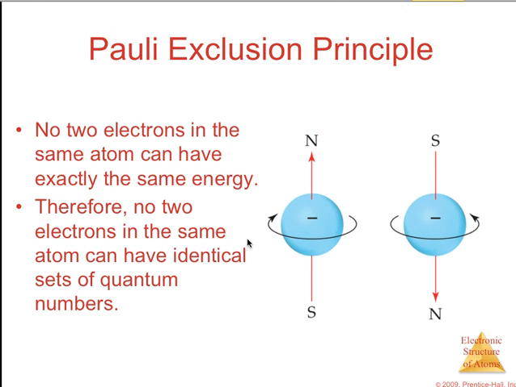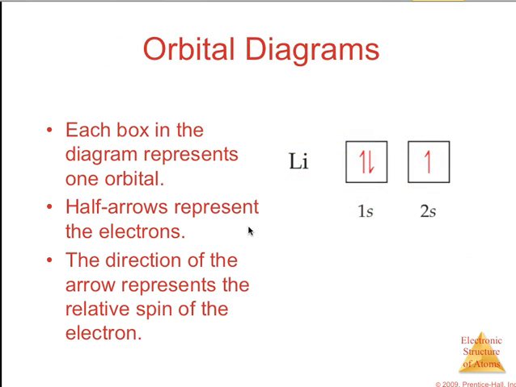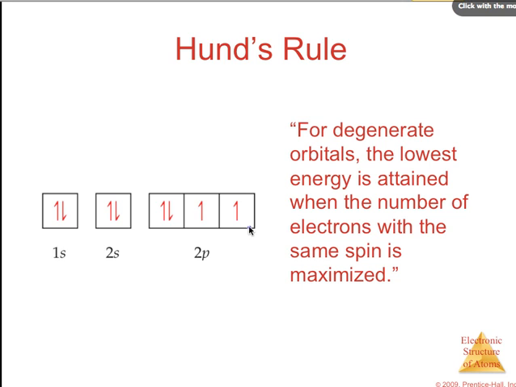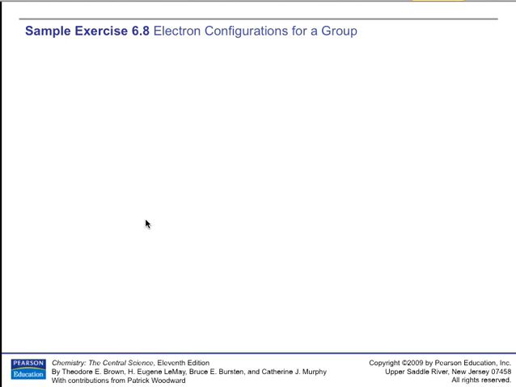Pauli exclusion, you're going to have 2 electrons in each orbital with an opposite spin. Hund's rule, fill in each orbital before you start doubling up. And then we'll just add the Aufbau rule, which is lowest energy levels first, meaning electrons are going to be in the lowest energy level possible before they start moving to higher.